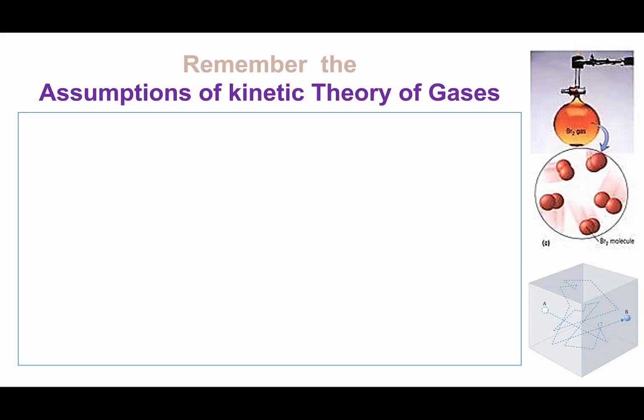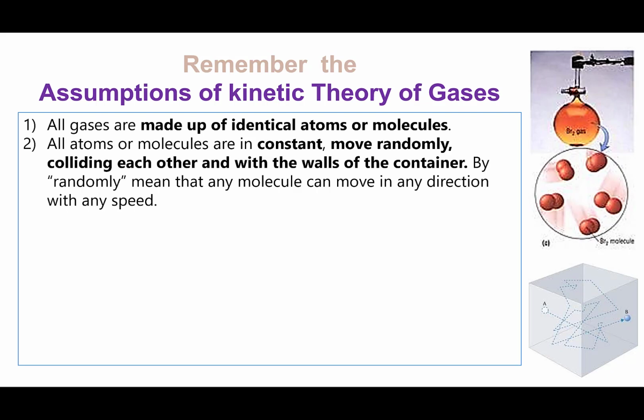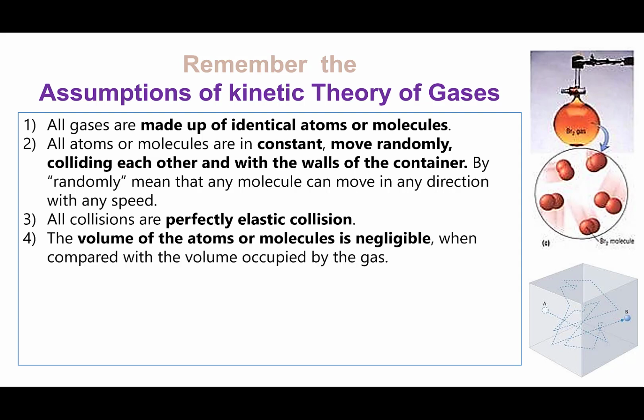Here are the assumptions of the kinetic theory of gases. The first one, all gases are made up of identical atoms or molecules. The second one, all atoms or molecules are in constant random motion, colliding with each other and with the walls of the container. All collisions are perfectly elastic, and the volume of the atoms or molecules is negligible when compared with the volume occupied by the gas.